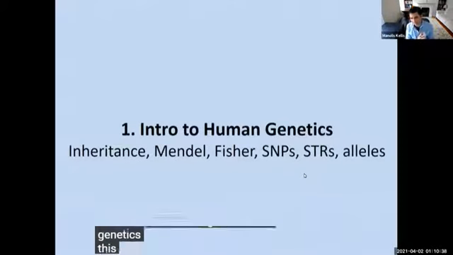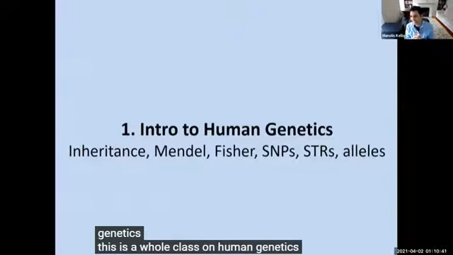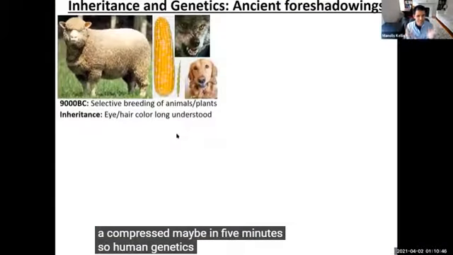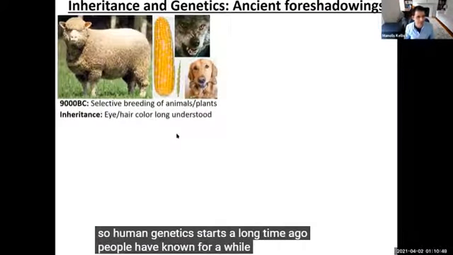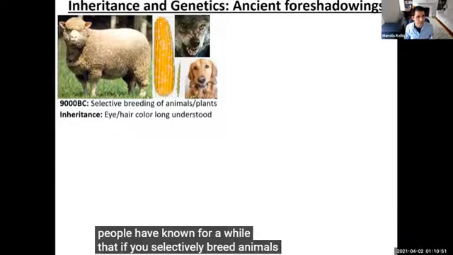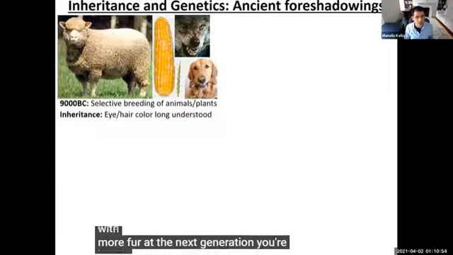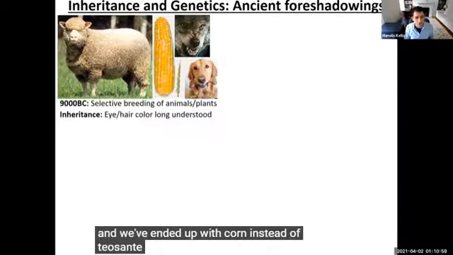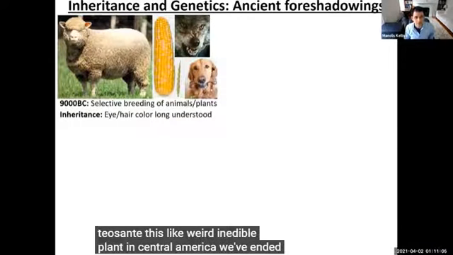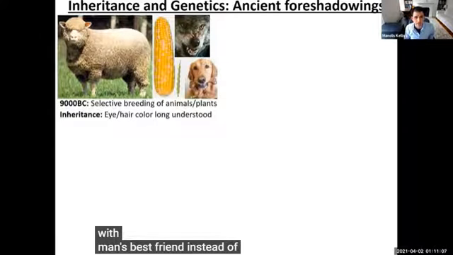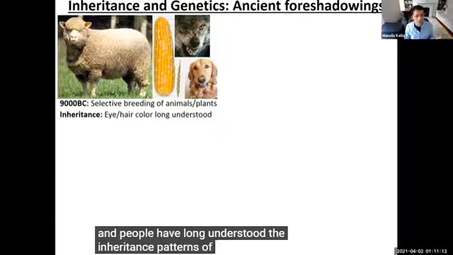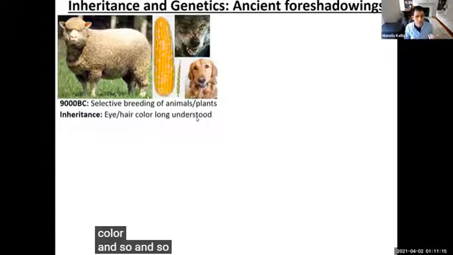Human genetics. This is a whole class on human genetics, compressed maybe in 5 minutes. So human genetics starts a long time ago. People have known for a while that if you selectively breed animals with more fur, at the next generation, you're going to end up with more fur. And we've ended up with corn instead of teosinte, this weird inedible plant in Central America. We've ended up with man's best friend instead of I'll have you for dinner. And people have long understood the inheritance patterns of eye and hair color and so on and so forth.